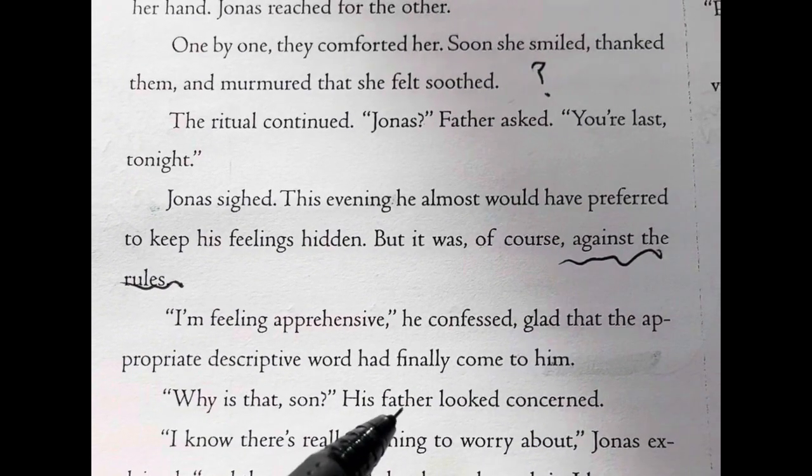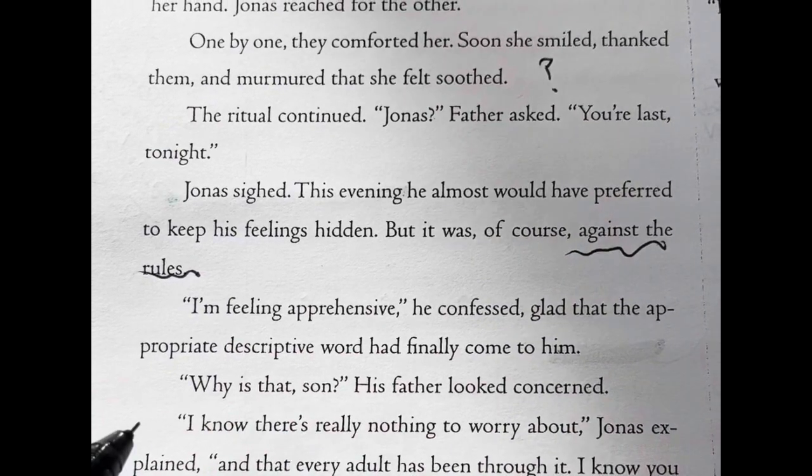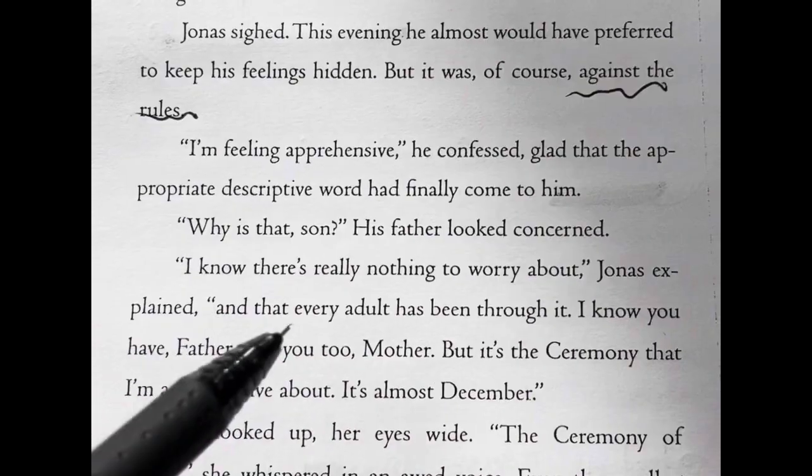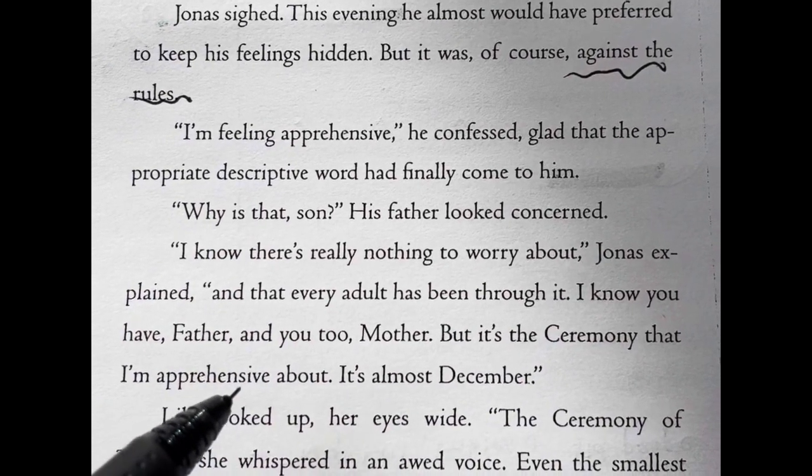Why is that, son? His father looked concerned. I know there's really nothing to worry about, Jonas explained, and that every adult has been through it. I know you have, Father, and you too, Mother. But it's the ceremony that I'm apprehensive about.